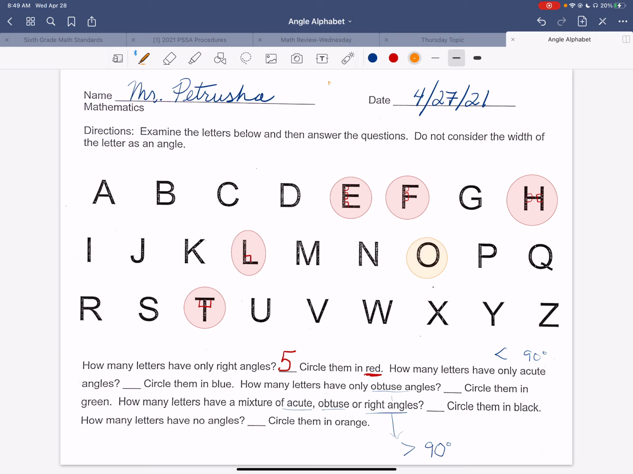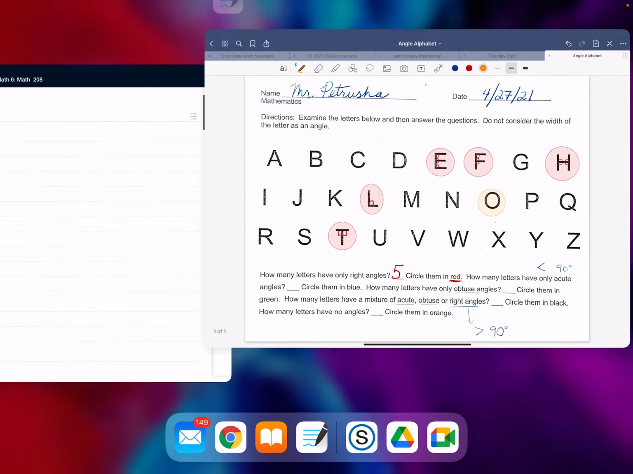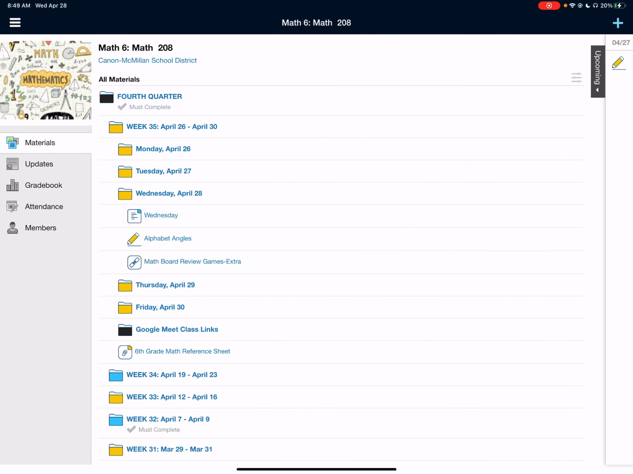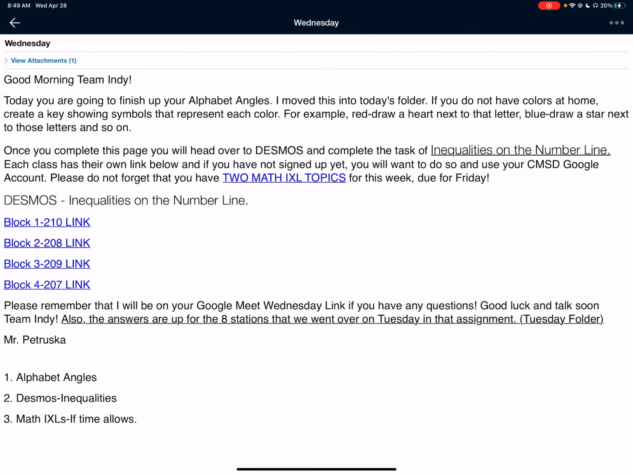That's about it. Let me know if you have any other questions with the Desmos. Again, you'll click that link in Wednesday on your specific block. If you've not signed up before, you're going to want to sign up using your Google email, your CMSD email.